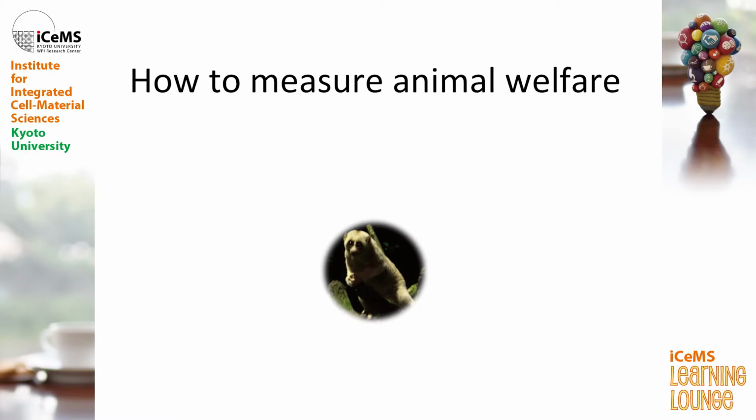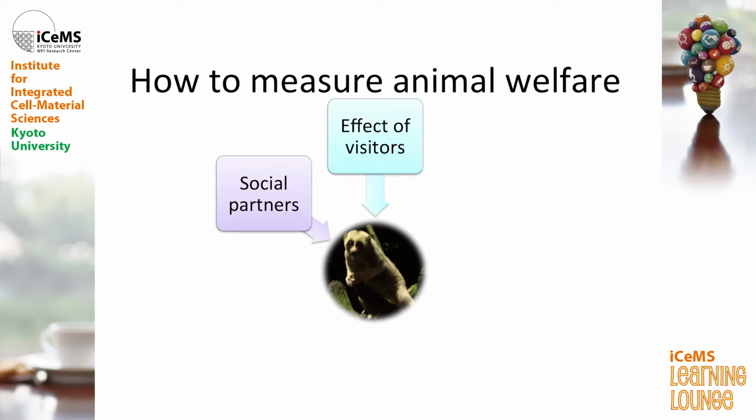How can we measure the well-being of an animal? How do we know what an animal really needs and how it feels about its environment? There are many factors in the environment that might affect its well-being. For example, here we have this guy, and the animal he lives with may be very bad to him, or his nest may be too close to the visitors, which makes him very nervous. And also, maybe his home is just too small.